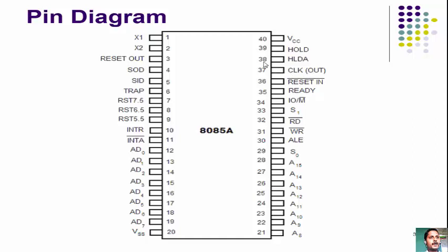Pin number 38 and pin number 39 are the DMA access pins, that is pin number 39 hold, and pin number 38 is the hold acknowledge, that is HLDA. And on pin number 40 you have to connect the plus 5 volt DC supply, the positive terminal of the battery.